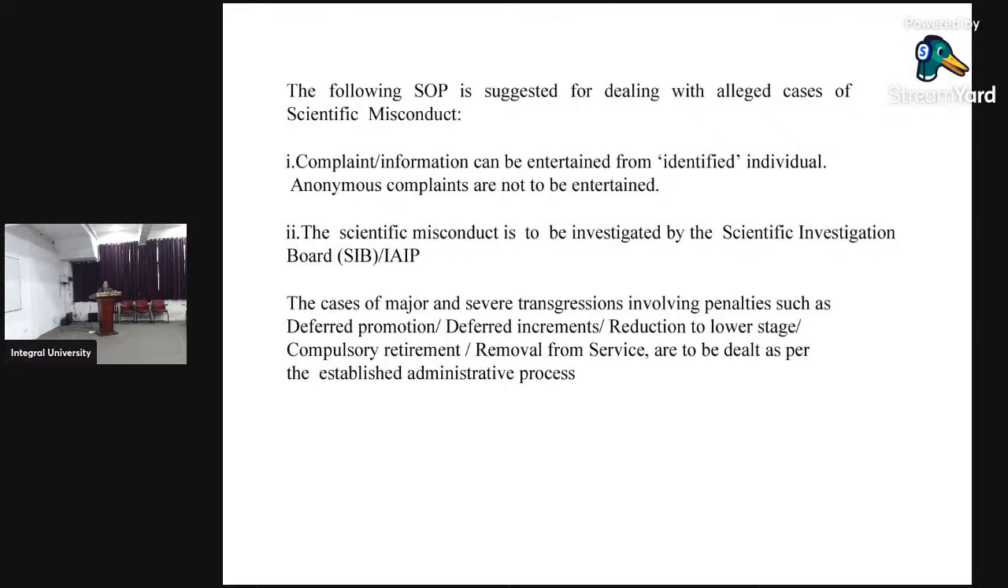Okay. The cases of major and severe transgressions involving penalties such as, what are the penalties? Deferred promotion, deferred increments, reduction to lower stage, demotion, compulsory retirement, removal from service are to be dealt as per the established administrative procedure. It depends upon the type of penalty, right? So the level of penalty, level of misconduct. Because whenever somebody is indulging in research misconduct, he or she is not harming the individual himself, right? He or she is also harming the institution, isn't it? Because we do not write our home address on papers, or do we? What do we write?